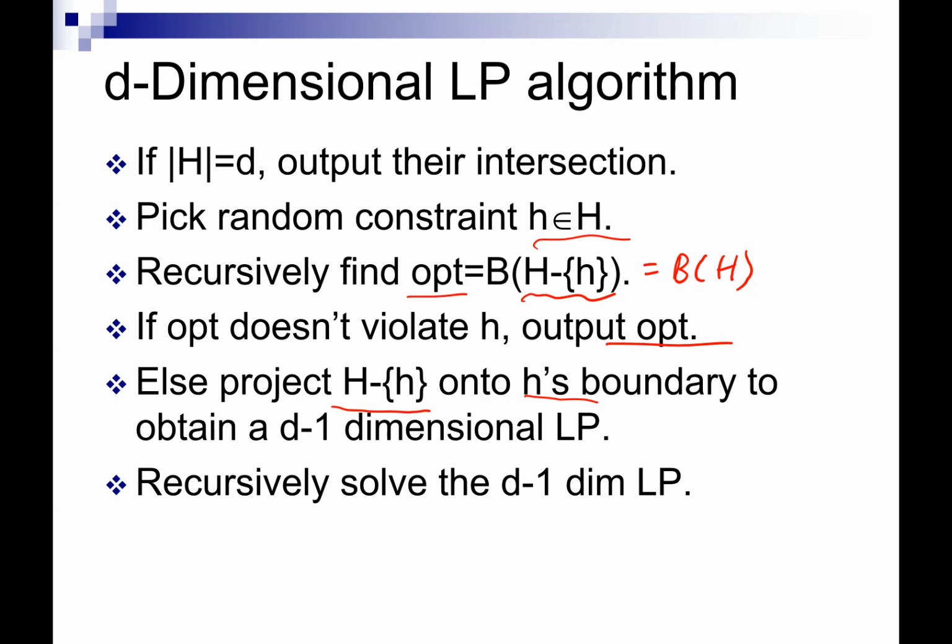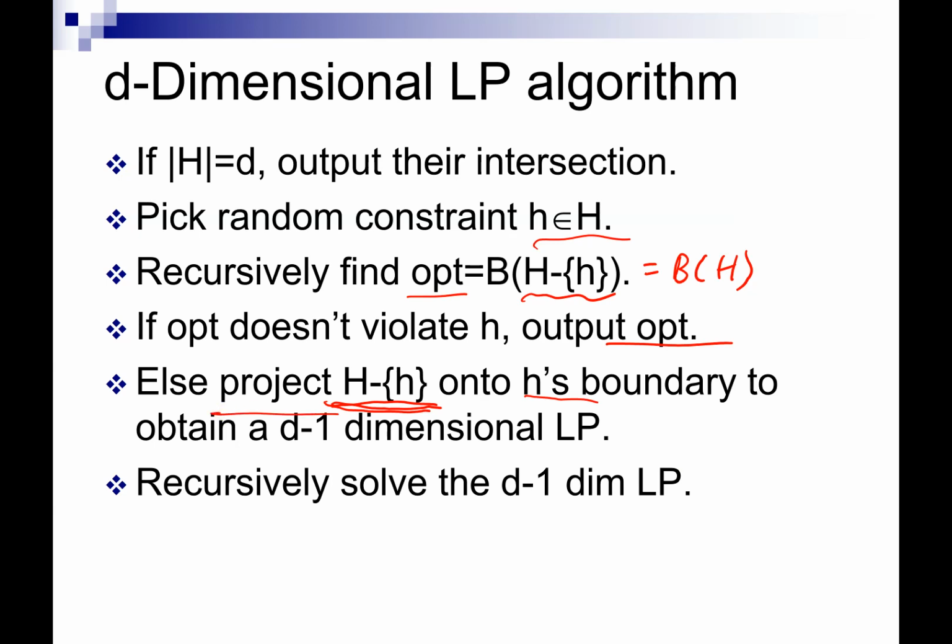It's going to be a d-1 dimensional LP, because h's boundary was initially just a d-1 dimensional plane, and then we add on top of that all of these other constraints. The projection basically corresponds to adding a constraint. So this is going to form a d-1 dimensional linear program, which comes from all of these projections, and we recursively solve it.